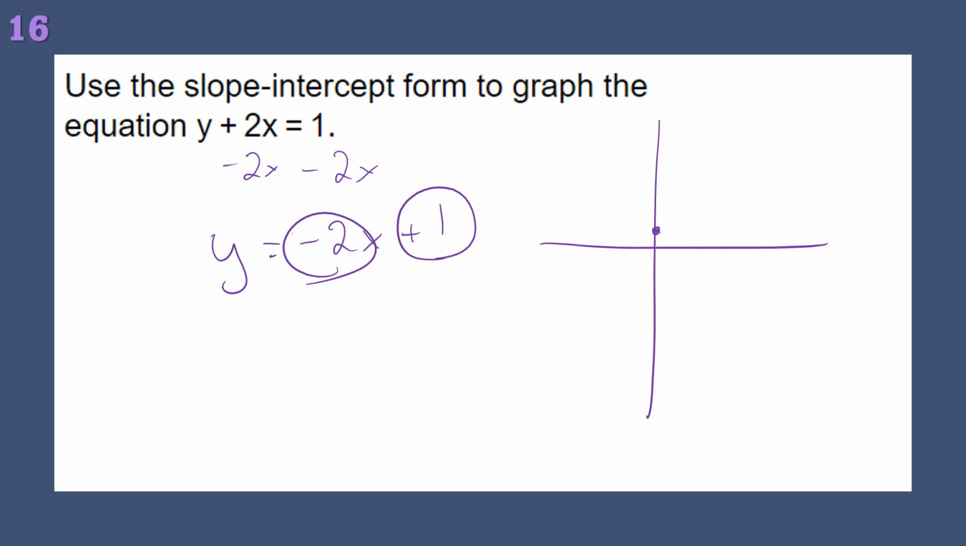And then I'm going to move according to my slope. It says go down 2. 1, 2. And then I can't just put a point there. I need to move over. So if we don't have a denominator that tells us rise over run, we just move over 1. So I'm going to put my second point right there, and then I'm going to connect my dots.